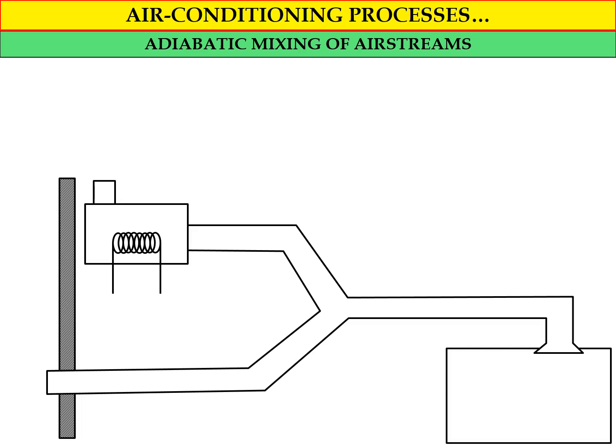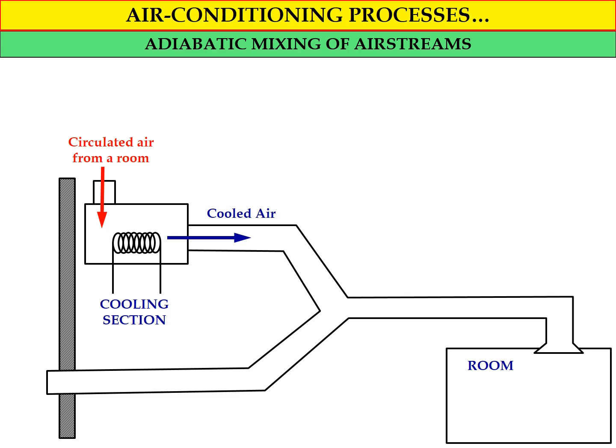In order to understand the meaning of mixing of air streams, we look at this schematic diagram. Let's say we have a cooling section in an AHU, air handling unit, and a room. The circulated air from the room will enter the cooling section of the AHU in order to reduce the temperature of the air. At the outlet of the cooling section, we will have cool air at a certain temperature and also a certain humidity.